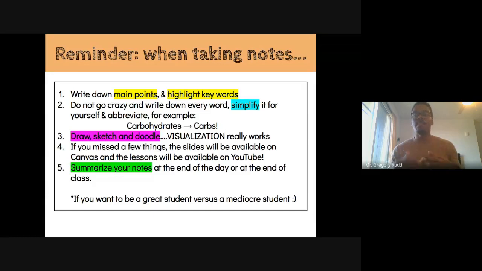All right, so there's time built into the class, and I don't want to necessarily call it downtime because it's not that I want you all to just be idle during that time, but it is time that you can use to work on things individually and go back and look through your notes. So the best students are going back and they're looking at their notes a little bit every day.